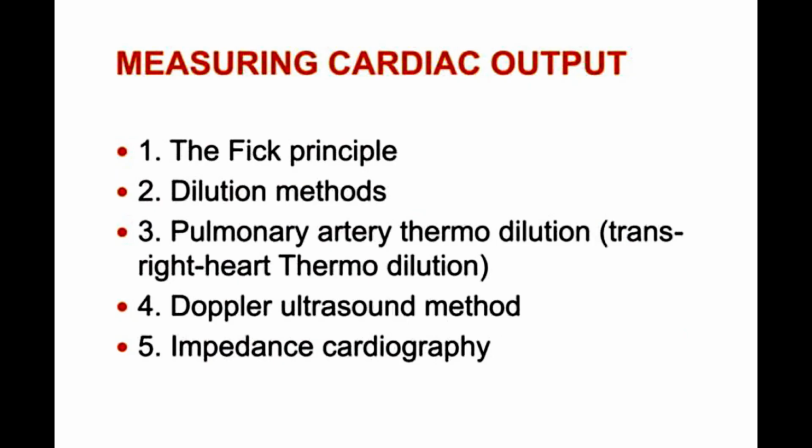Now how can you measure cardiac output? We can measure cardiac output by the Fick principle, dilution method, pulmonary artery thermodilution method, Doppler ultrasound method, and impedance cardiography. There was a question in the exam: all of them are methods for measuring cardiac output except one. So choose your answer according to the options provided.